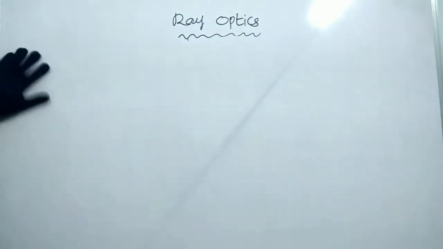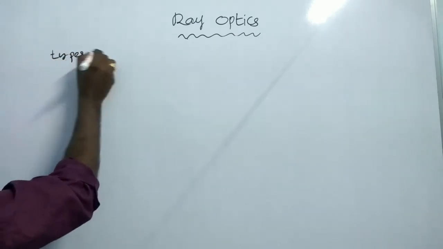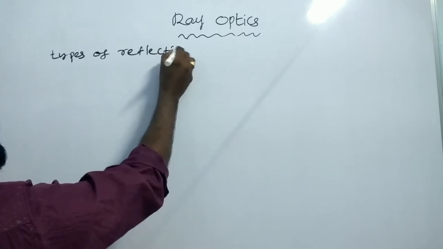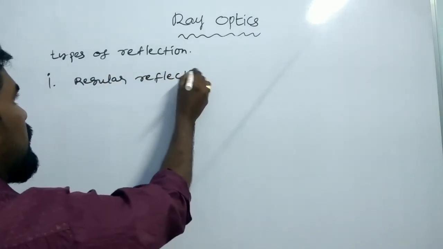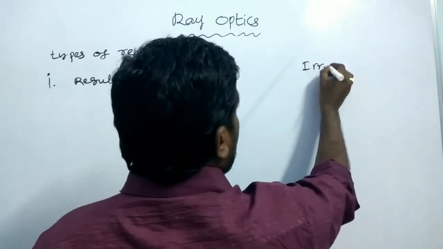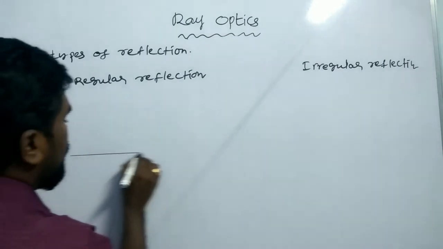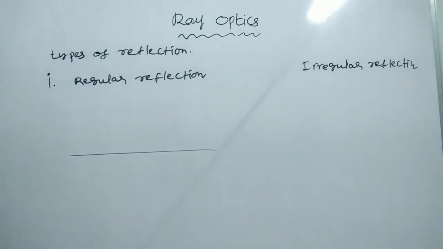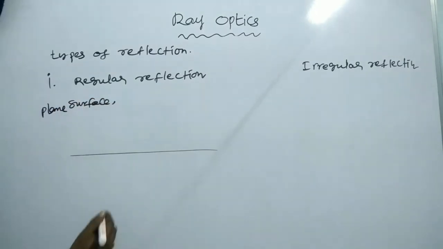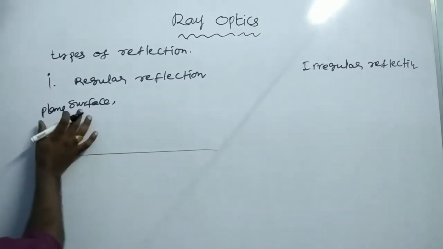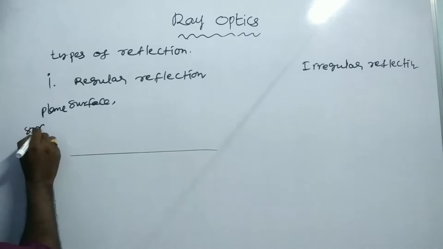Before the formation of images, we have to discuss some points. The first one is the types of reflection. One is the regular reflection and the other is the irregular reflection. In regular reflection there is a plane surface which does not have rough surfaces, so regular reflection means the surface is plane and smooth.